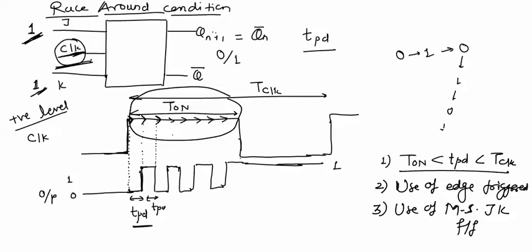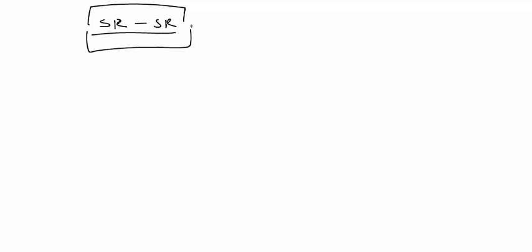Now we'll see what is master slave JK flip-flop. A master slave JK flip-flop is basically two SR flip-flops connected back to back, or cascaded, and the feedback is taken from the second flip-flop to the first flip-flop input. Earlier we have constructed the JK flip-flop from SR flip-flop. The same will be the construction for master slave JK flip-flop.